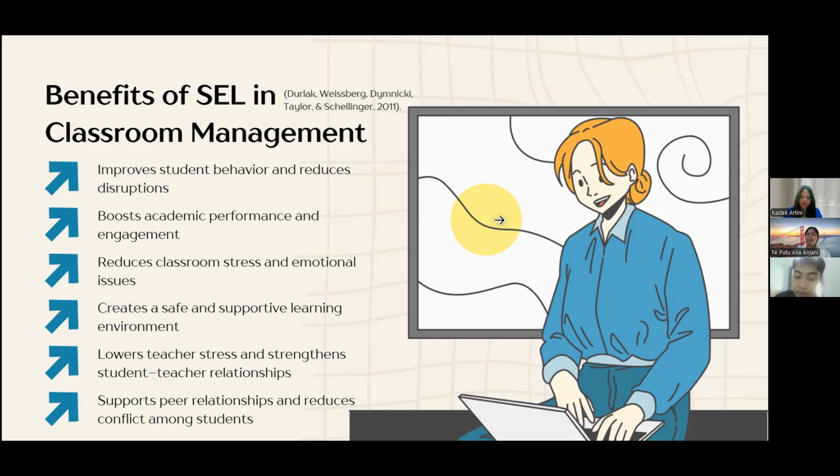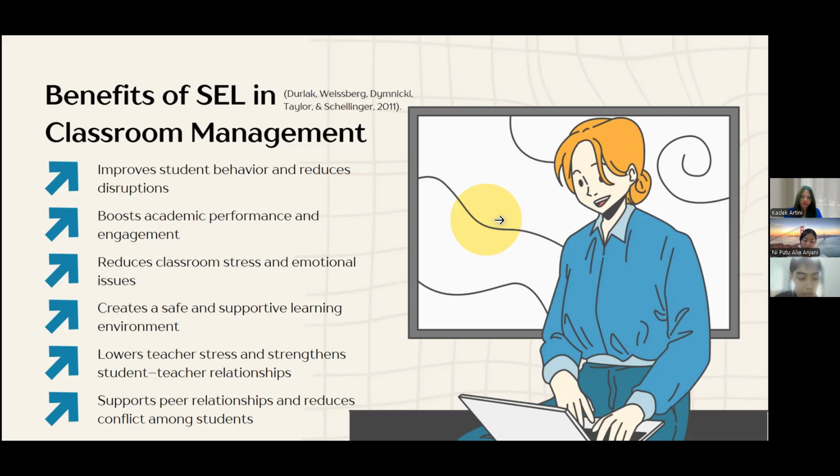So SEL can teach students how to manage their emotions, control their impulses, and make good decisions. This results in better behavior and fewer classroom disruptions, which helps everyone stay focused in the classroom. And the second is boosted academic performance and engagement. From this research, it showed that students involved in SEL programs perform better academically, with an average gain of 11 percentile points. They are also more motivated and engaged in the learning process.